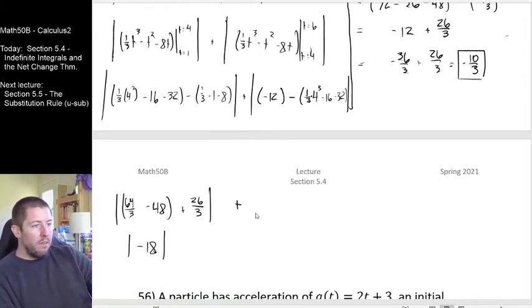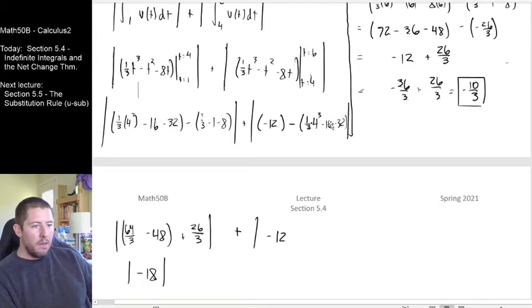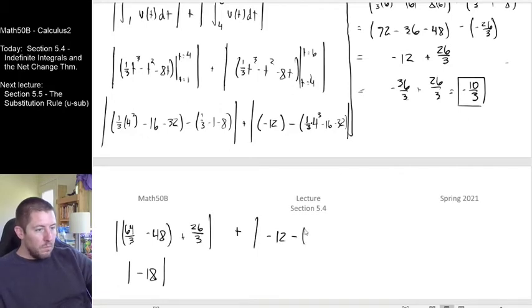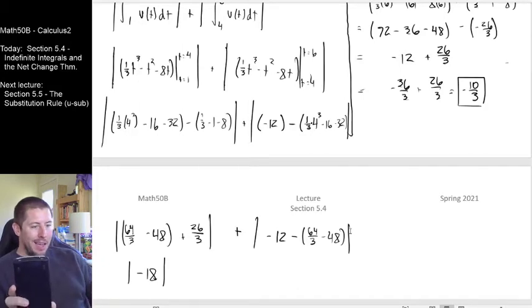The second chunk of this guy over here, it looks like I'm going to be getting negative 12. And again, we've already done this one. No, wait, we haven't done that one. Well, I guess we have. We just did it over here. So this should be our 64 thirds minus 48. And I'm going to do my 64 thirds minus 48. That's going to give me negative 80 thirds, but we're adding that to the 12.